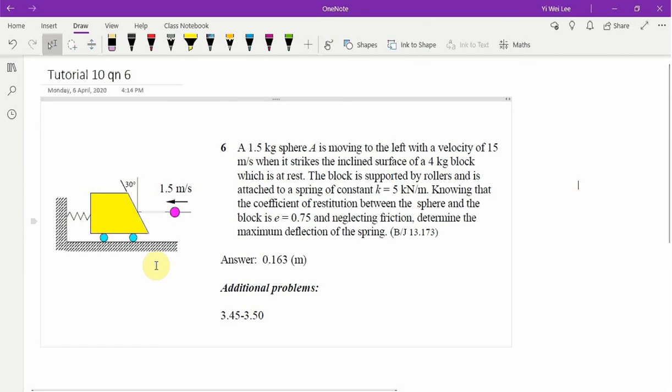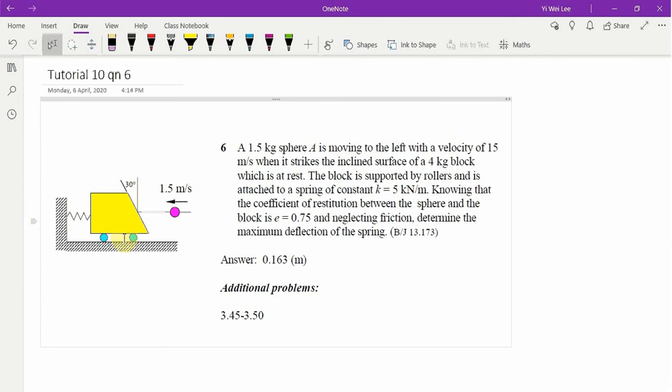I'm not going to solve the maximum deflection part. If you can find the velocity of the block after collision, you can use the energy method to find the maximum deflection of the spring. So my main purpose here is to guide you to find the velocity of the block after collision.